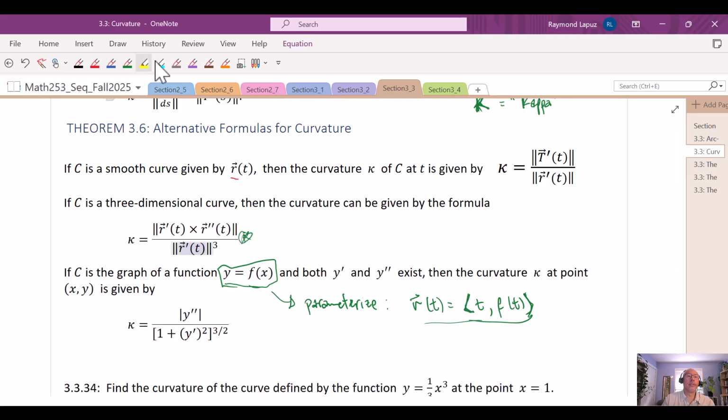I would highlight this formula and this formula as the ones we're going to be using for curvature. Those are the easiest ones, at least. Alright, let's do an example.